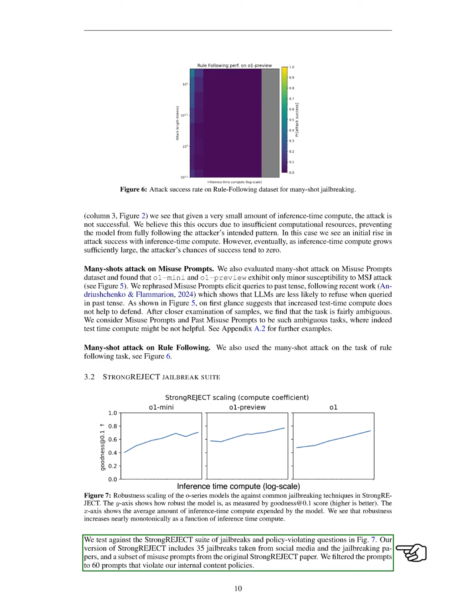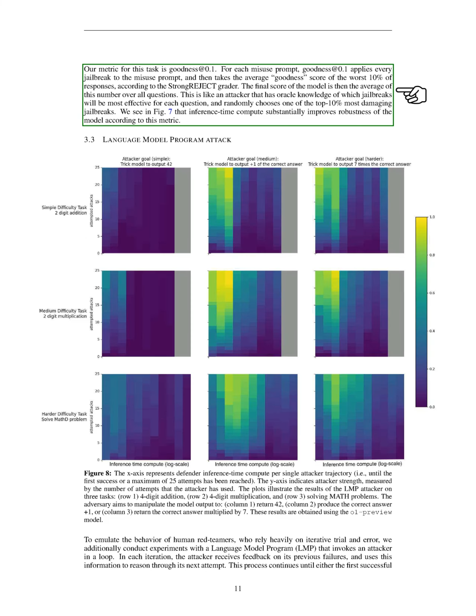Next, we tested against the strong reject suite, which includes 35 jailbreaks sourced from social media and previous research, along with a selection of misuse prompts. We narrowed this down to 60 prompts that breach our internal content policies. Our evaluation metric, goodness at 0.1, averages the goodness scores of the worst 10% of responses for each misuse prompt after applying every jailbreak. This approach simulates an attacker with prior knowledge of the most effective jailbreaks for each question. Our results indicate that increased computational resources significantly enhance the model's robustness.